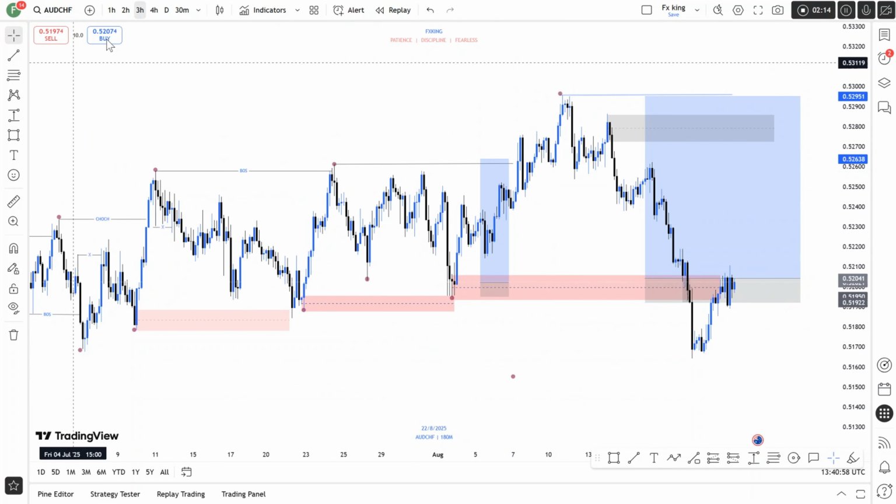So that is it for the trade that hit stop loss. Let's go to the Telegram group and see if we are going to see the next trade and see how it played out.